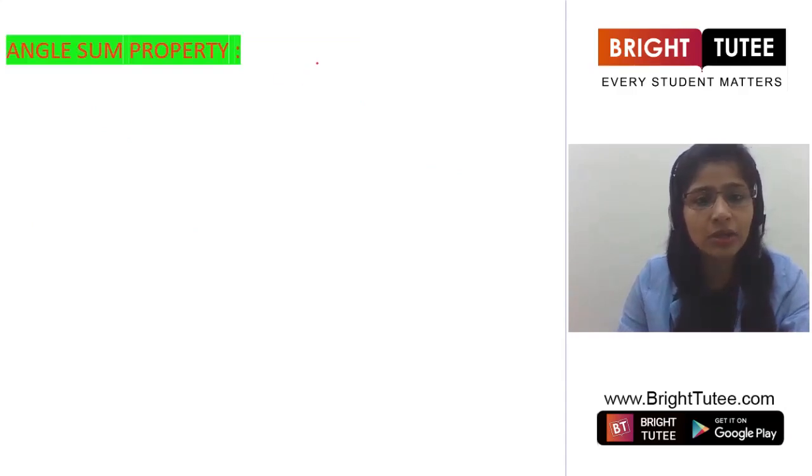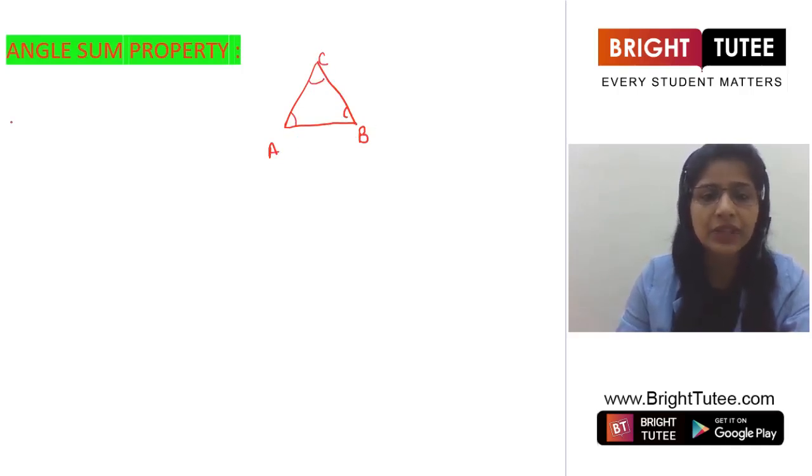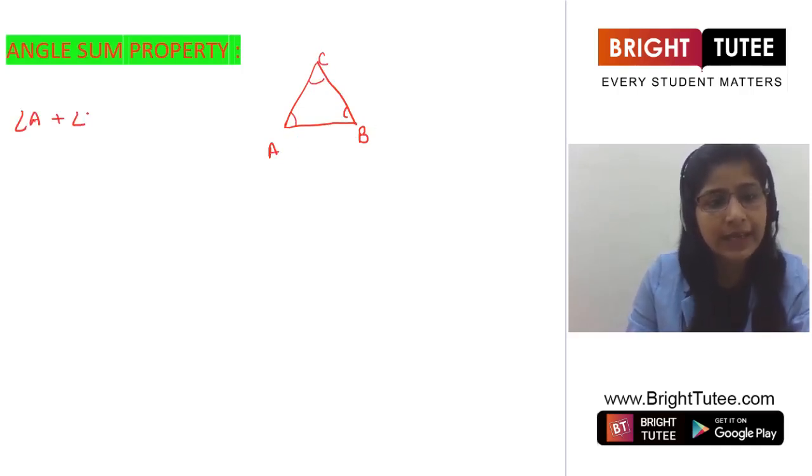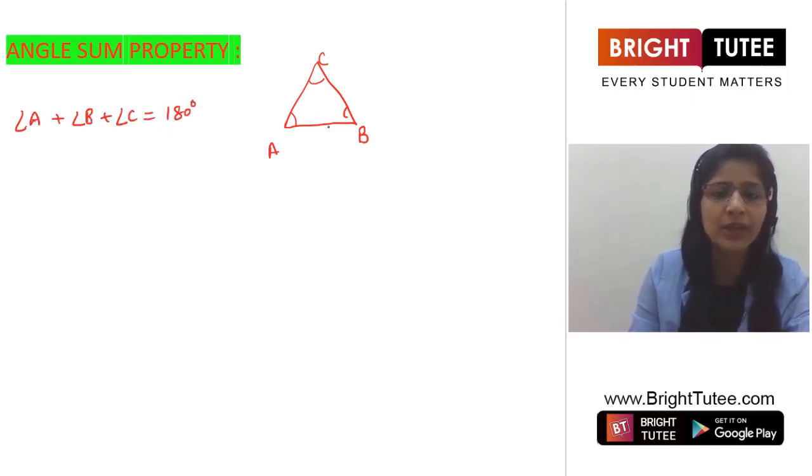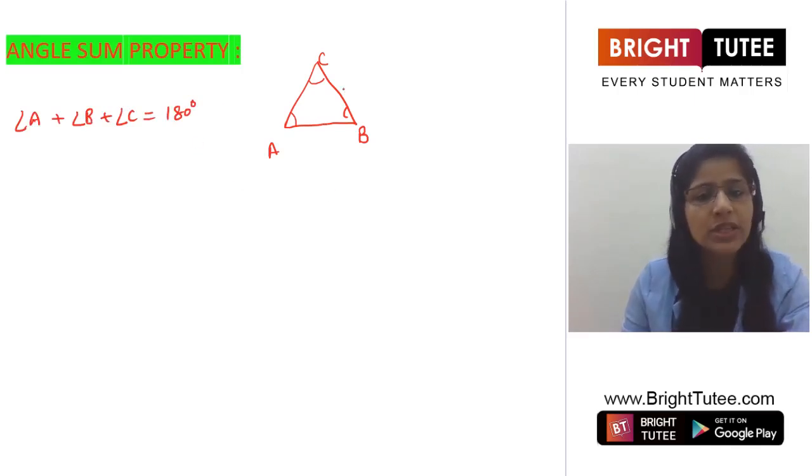As you all know, you have studied the angle sum property in a triangle: the sum of three angles, let us name the triangle as ABC, angle A plus angle B plus angle C is equal to 180 degrees. This is angle sum property in a triangle. The same concept we are going to apply to quadrilaterals.